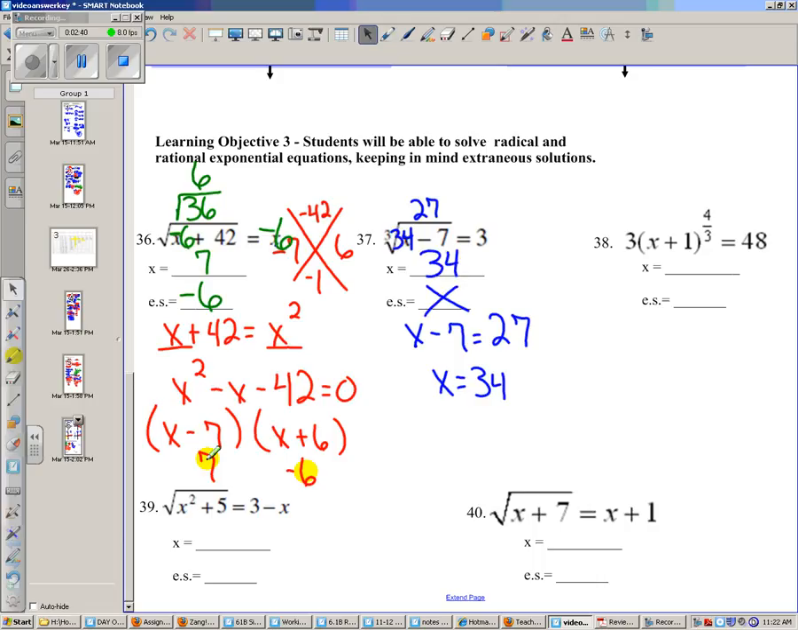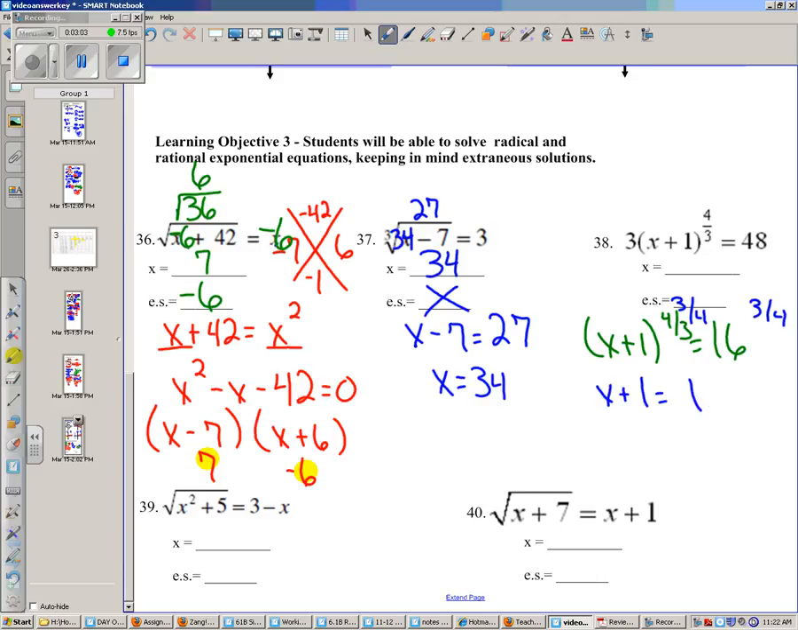All right, 38. First thing I'm going to do to get the x by itself is I'm going to move the 3. So I'm going to divide by 3 first, which turns 48 into 16. And now to get rid of the 3/4 power, I'm going to take it to the 3/4 power, both sides. So the left side just becomes x plus 1.